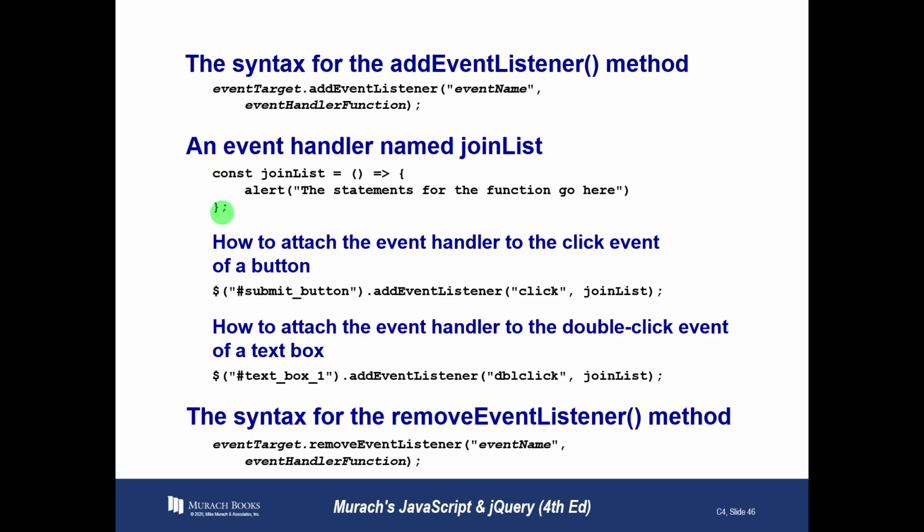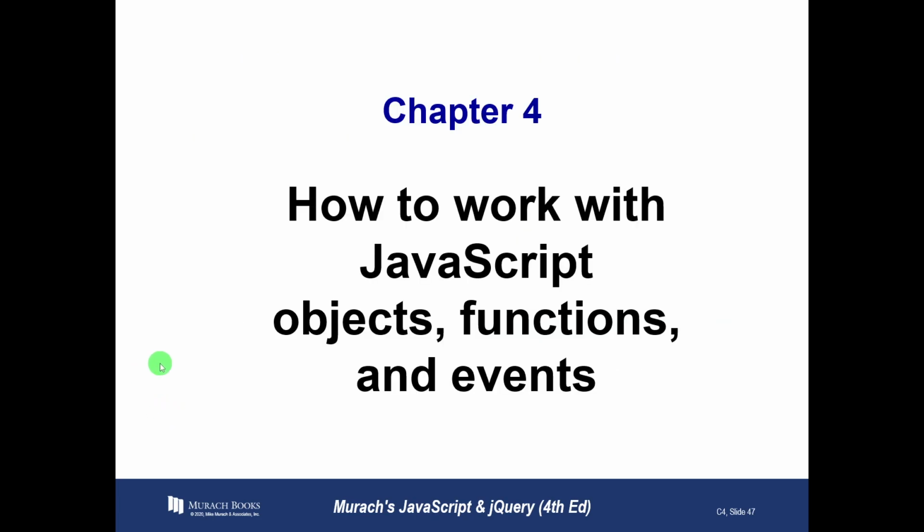And there's also a way that we can remove an event listener if we need to. And it follows the same syntax. Instead of addEventListener, it's removeEventListener, and it has the same options. So that's the basics of attaching an event handler to an event.